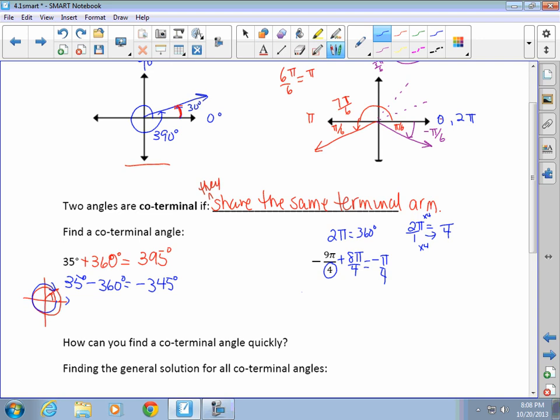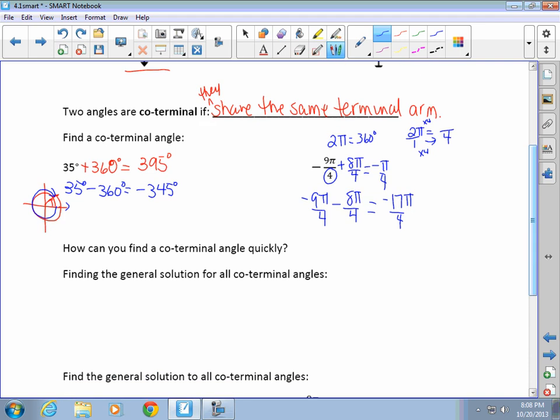I could do the same thing here. I could start at my negative 9 pi over 4 and go in a negative, or clockwise, direction and subtract my 2 pi, or in this case, because it's a denominator 4, my 8 pi over 4, and that would give me negative 17 pi over 4. So by adding or subtracting the 360 or the 2 pi, I can actually get 2. And you can actually get more than that the more times you go around.